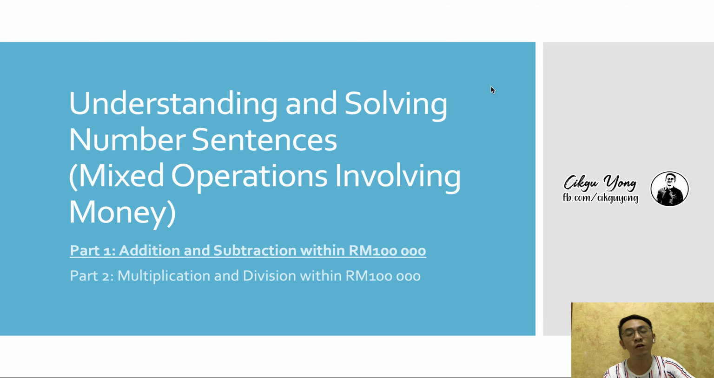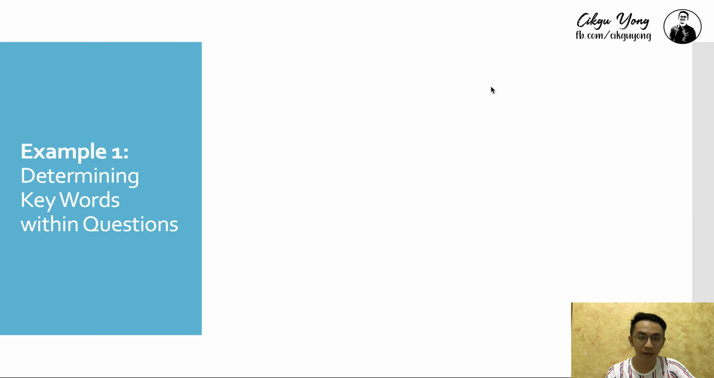So today we'll be going through some understanding and also ways to determine keywords used in solving number sentences. The main focus for today is actually mixed operations involving money. I have already divided this particular series into two parts. The first part mainly involves addition and subtraction within 100,000 ringgit, and the second part is about multiplication and division within 100,000 ringgit. So without wasting our time, let's look through the first example.